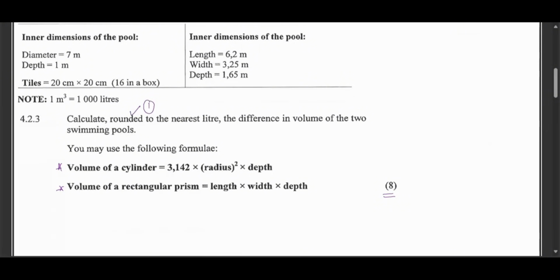Rounded to the nearest liter. Okay, that's another mark. Then calculate the difference. Oh, difference. Okay, I need to subtract. That's another mark. So difference in volumes of 2 swimming pools. Oh, 2 swimming pools. That means I need to get the volume of one and the volume of the other. This is how the 8 marks are. But so far, you have checked these 2 marks. Out of 8, you have 2. So 6 are remaining.